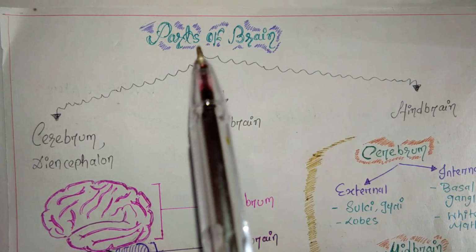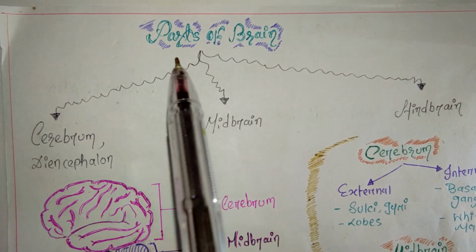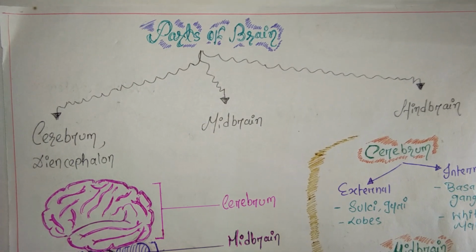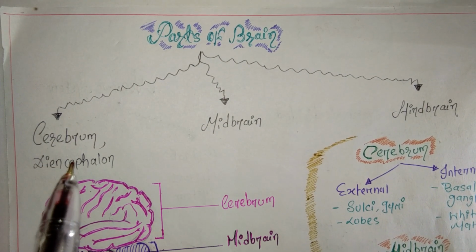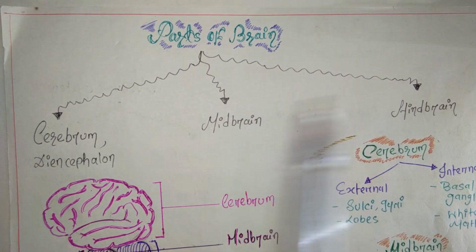Okay, so today we will continue the rest of the topic of brain. We were talking about the parts of brain, right? Cerebrum, diencephalon, which is cerebrum also called forebrain, midbrain and hindbrain.